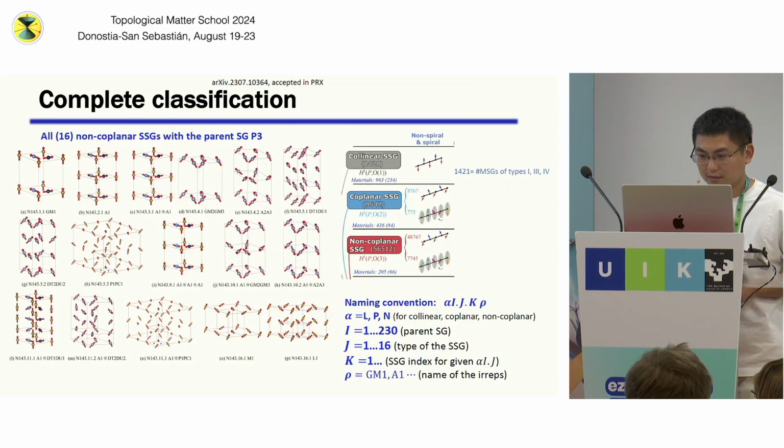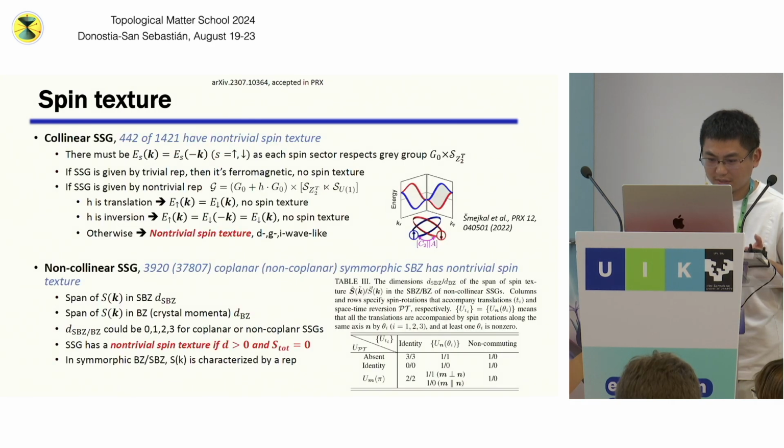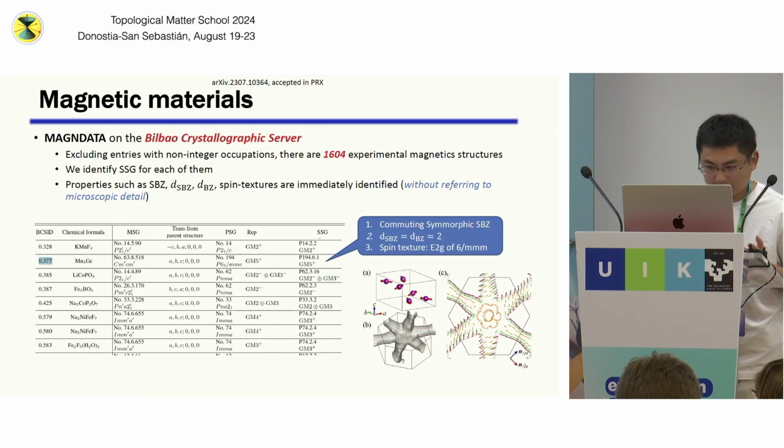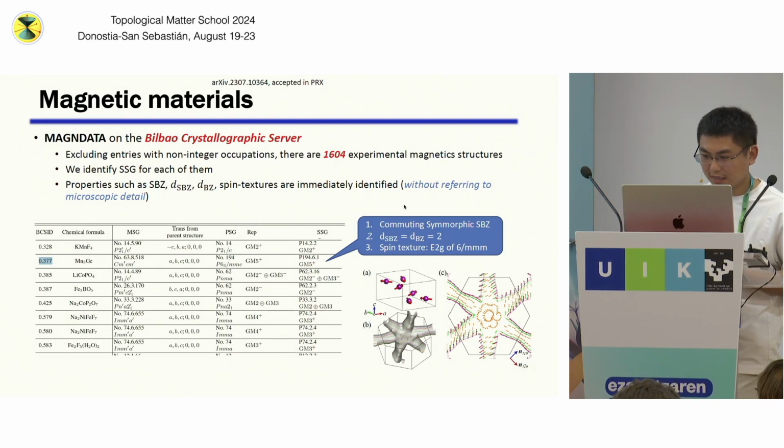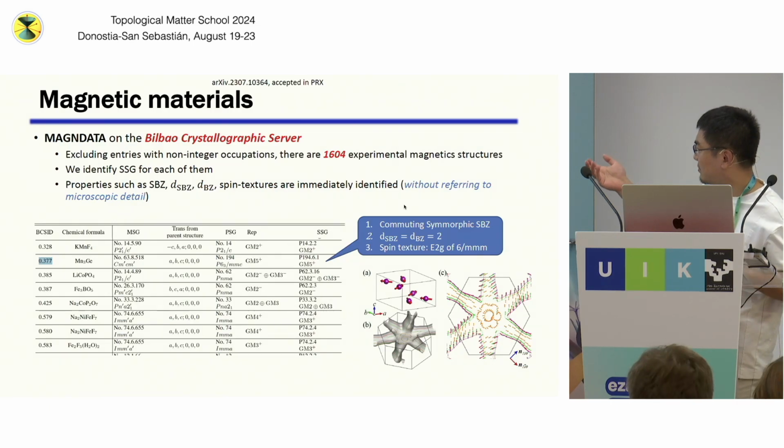Okay, that's it. Maybe I'll say a few more sentences. We also examined the symmetries of magnetic materials in the database. It turns out that almost every magnetic material in the database has a higher symmetry than the magnetic space group. So it's not an artificial thing, this spin space group. It's very relevant in real materials. And it's also very useful when we want to compute quantities like the spin textures.